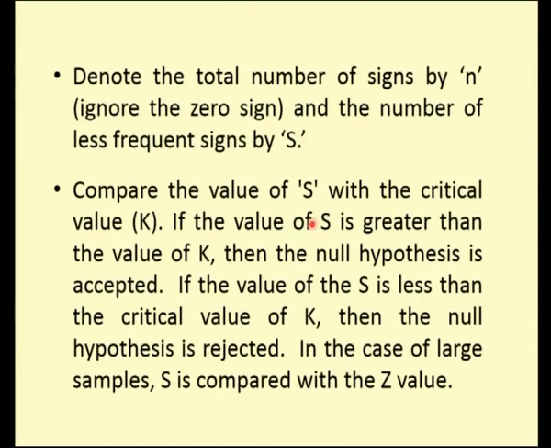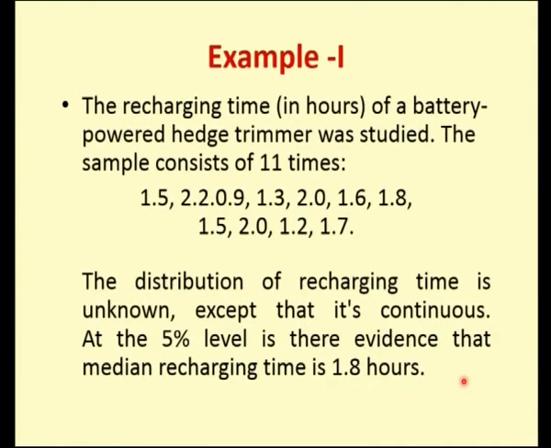Compare the value of S with the critical value of K. If the value of S is greater, the null hypothesis is accepted. If the value of S is less than the critical value, the null hypothesis is rejected. In the case of a large sample, S is compared with the Z value. So, let us see how to go about doing a problem under the sign test.